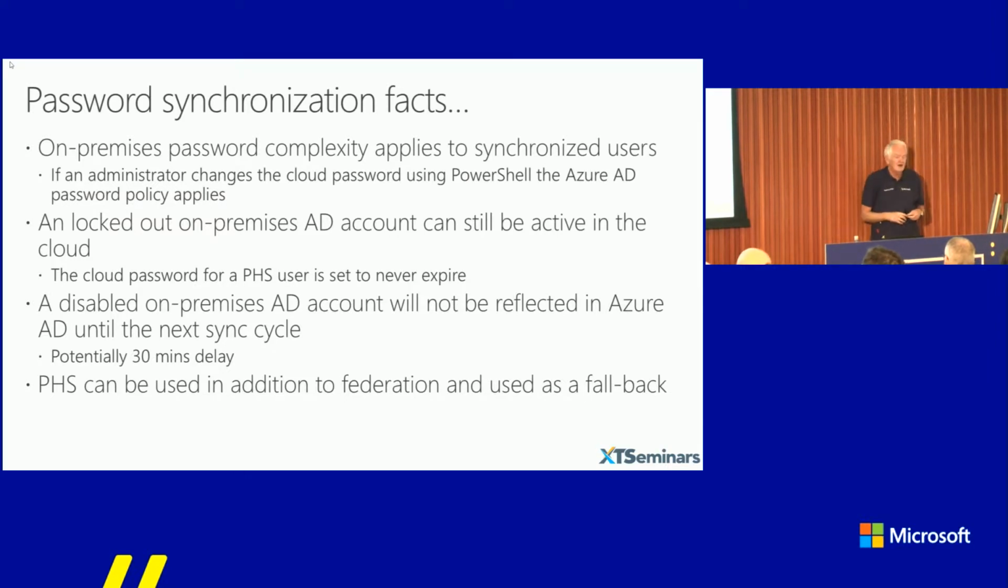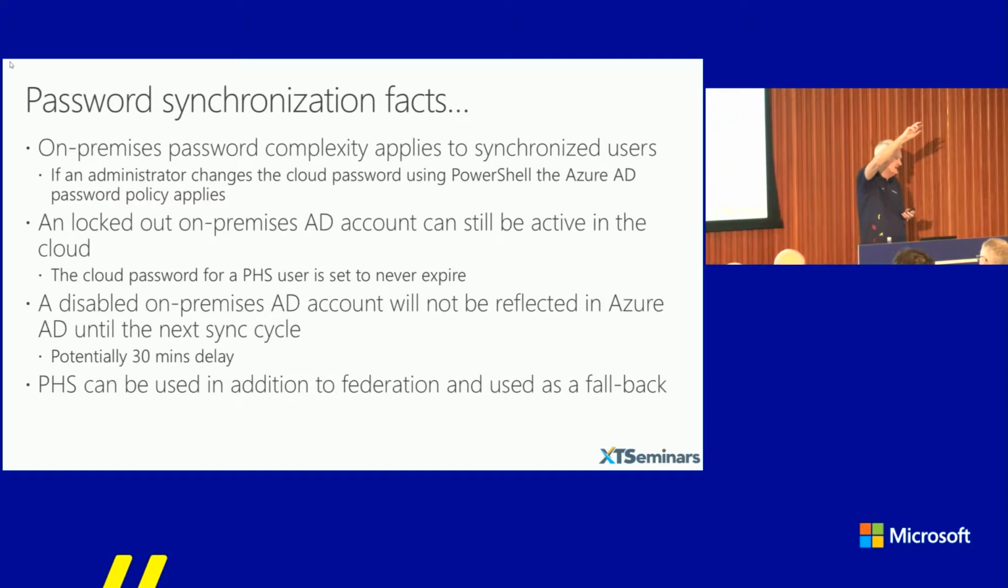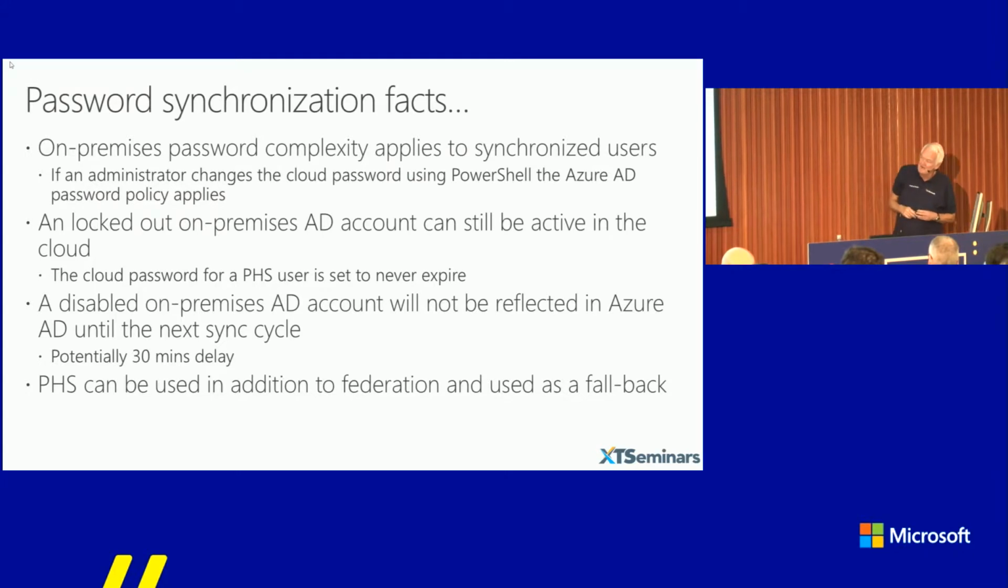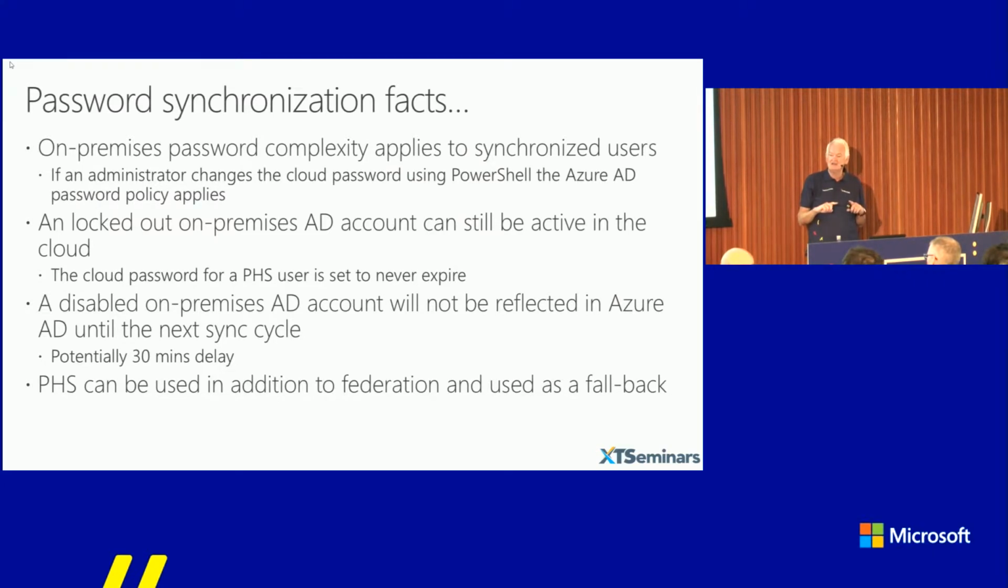An account lockout of an on-premise AD can still be active in the cloud. And the cloud password for a password hash sync user is set to never expire. If you disable the on-prem AD account, the fact that it's been disabled needs to replicate into the cloud, and that can take 30 minutes worst case, which is the synchronization delay. And then what a lot of people have done is they've got password hash synchronization as a fallback. If federation fails, they can switch back to password hash synchronization.